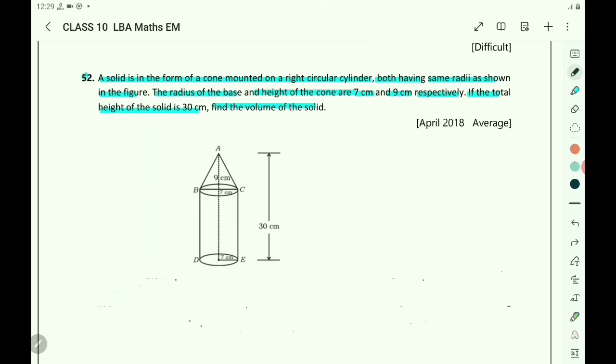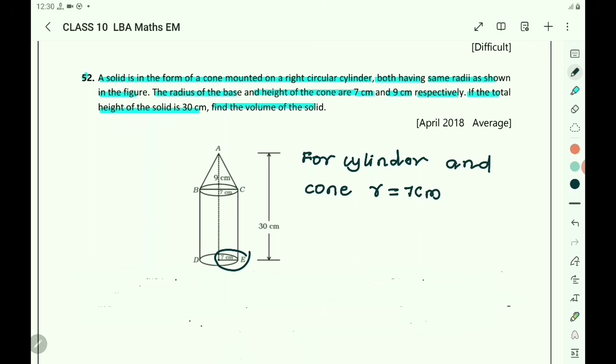Then you write for both cone and cylinder, the radii are equal. Radius is how much? 7 cm. Radius of the cone is 7 cm. Then the radius of the cylinder is also 7 cm. Then you write for both cylinder and cone, r equals 7 cm.